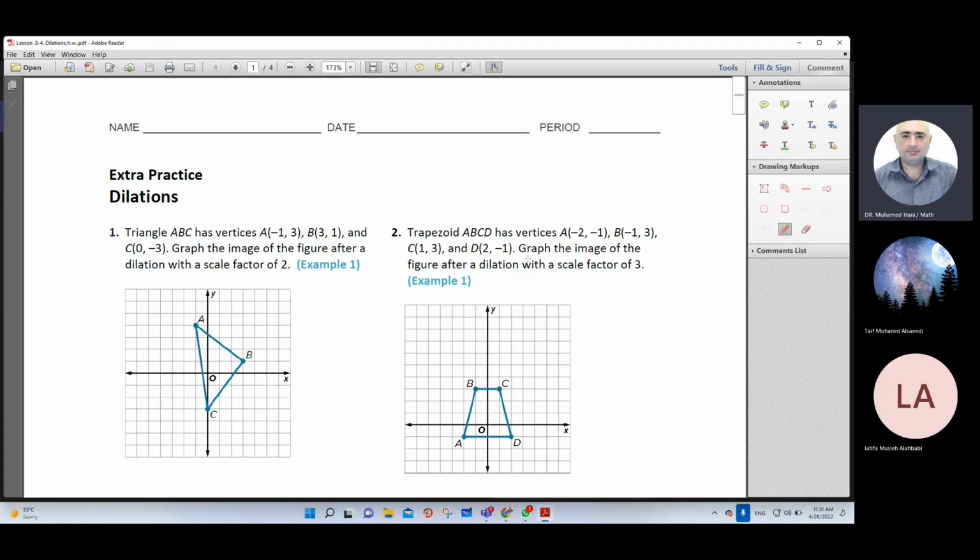Math grade 8. We are in module 8, lesson 4, the last lesson in this chapter, Dilations. Today we want to continue our work in this lesson. We want to solve some extra practice about the same idea.